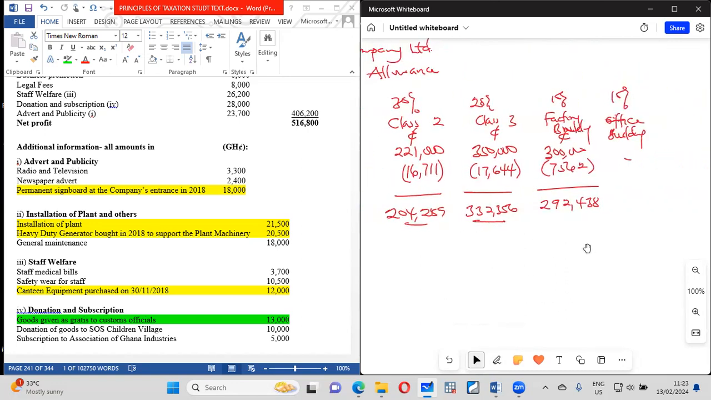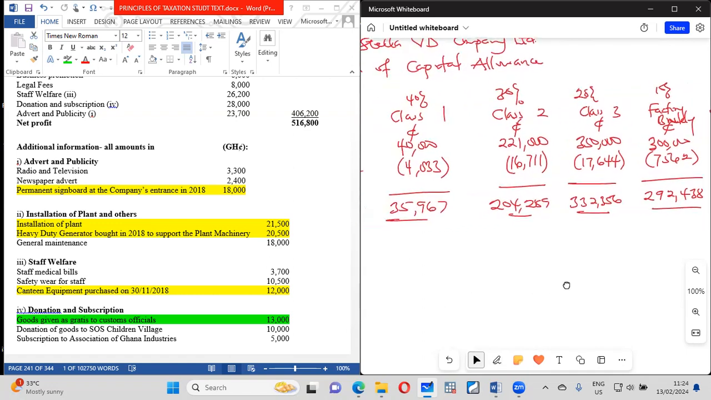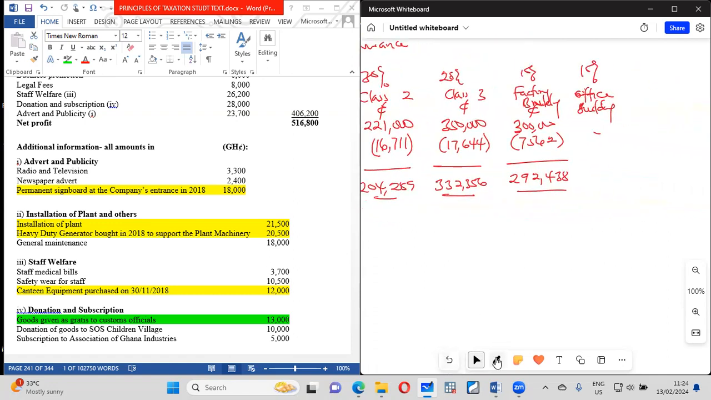Okay. So immediately I can sum up all the capital allowances for 2017. So I had 4,033 plus 16,711 plus 17,644 plus 7,562. Then that gives me a total of 45,950. All right, so that is the capital allowance.